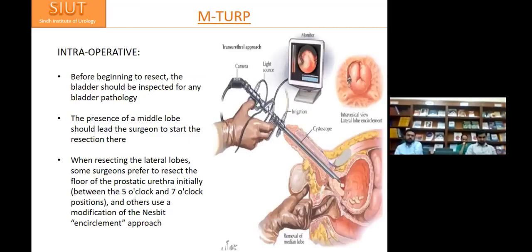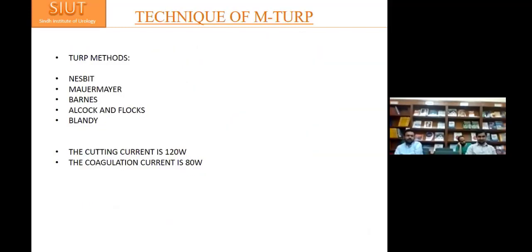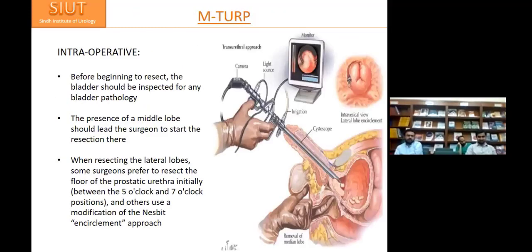Intraoperatively, before beginning to resect, the bladder should be inspected for any bladder pathology. The presence of a middle lobe should lead the surgeon to start the resection there. But when resecting the lateral lobes, some surgeons prefer to resect the floor of the prostatic urethra initially between the 5 and 7 o'clock positions, and others use a modification of the Nesbitt procedure in a circumferential approach. In Nesbitt, usually the surgeon starts the treatment at the 12 o'clock position.